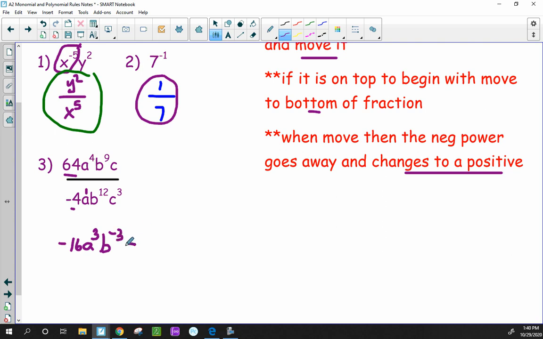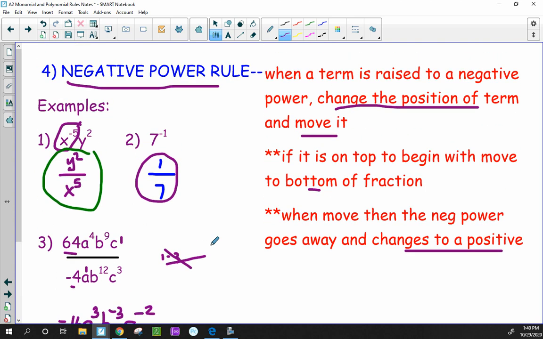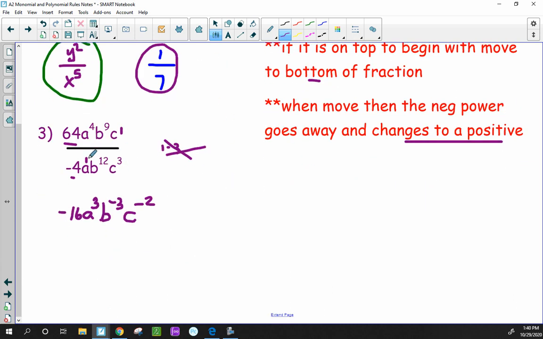Then I focus on my c's. And this is a 1. I do 1 minus 3. 1 minus 3 is negative 2. So I'm going to put that right here. Okay, so now this appears to be the answer, but I just told you that we need to make sure we never leave negative powers in our answer. It is okay to leave a negative as a coefficient because we work with negative numbers every day. We just don't want negative powers left.